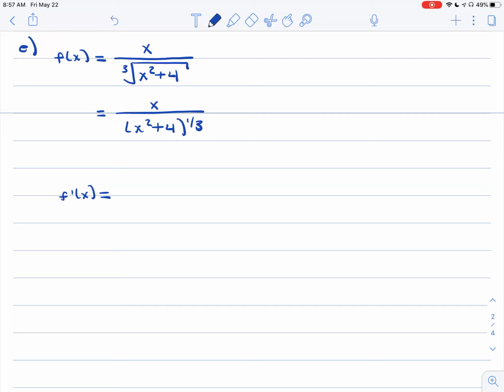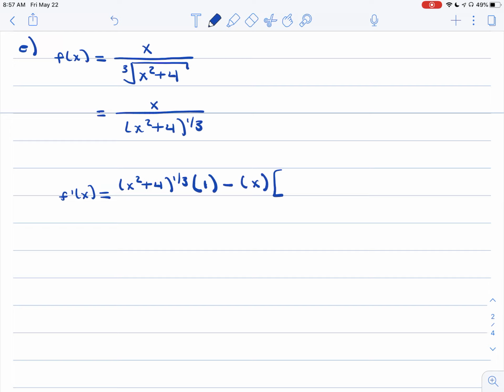So remember, we start with the function in the denominator times the derivative of the numerator, minus the numerator, and then multiply that by the derivative of the denominator.